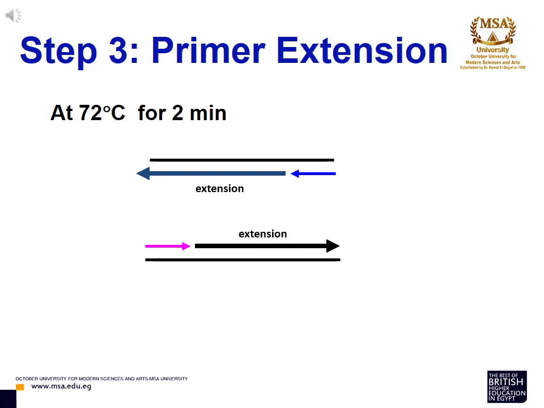Step 3, primer extension. It is conducted at a temperature of 72 degrees Celsius. DNA polymerase catalyzes the extension of the strand in the 5 to 3 direction, starting at the primers, attaching the appropriate nucleotides, which are A, T, C, and G.